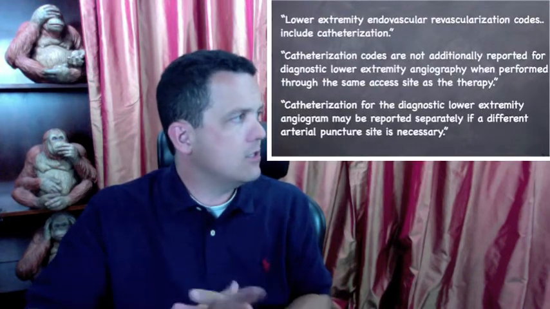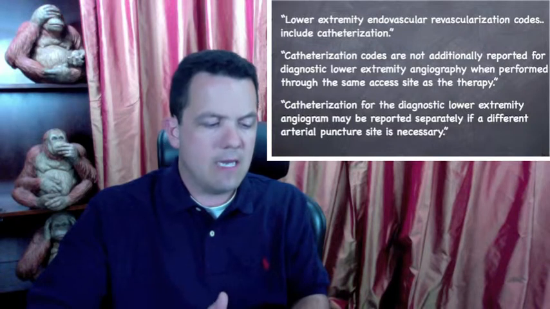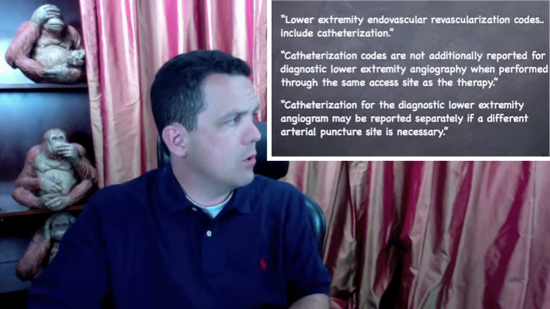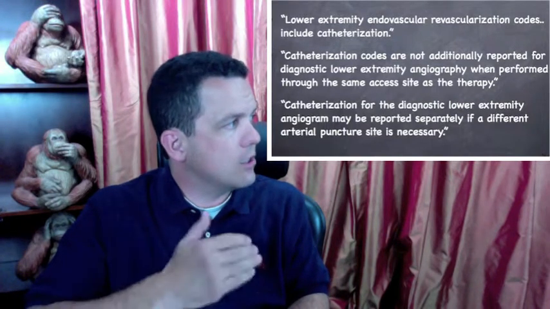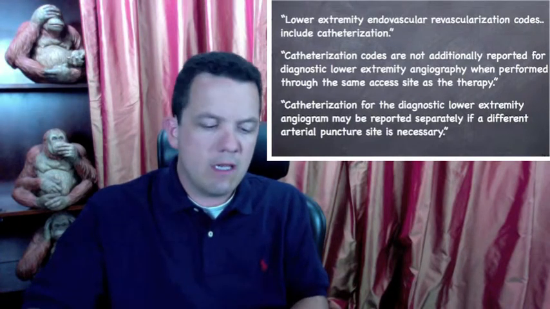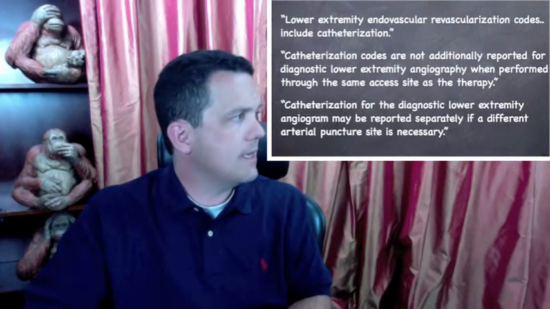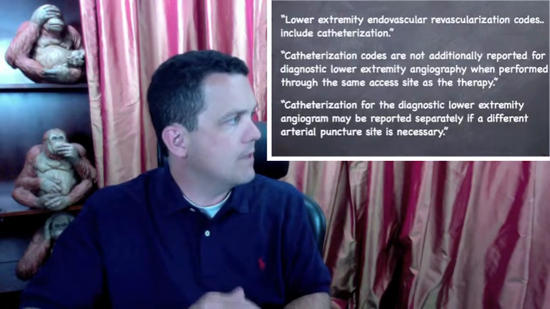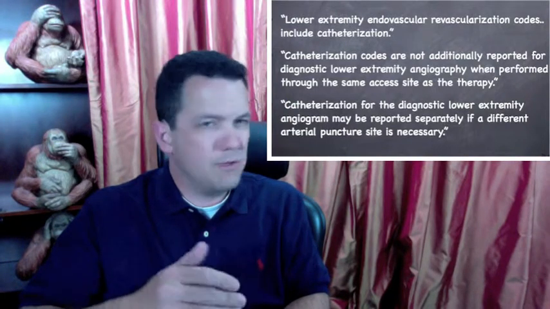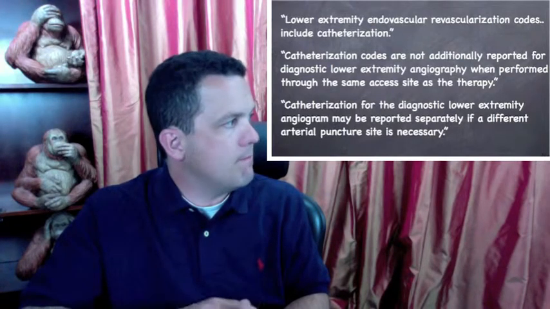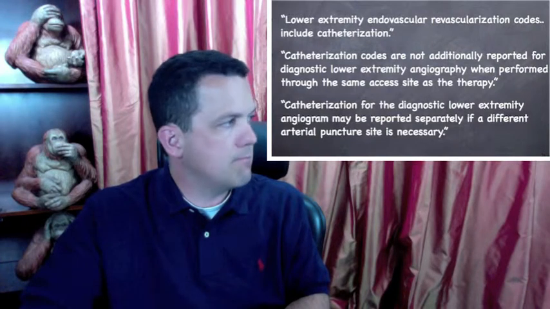When we see an intervention being performed in the report, we have to twist it around a little bit, because the introductions that came with the current set of interventional codes for lower extremity procedures basically tell us that lower extremity endovascular revascularization codes include catheterization. So we're not allowed to bill for catheter placement if we're doing a lower extremity intervention. They also tell us that the catheterization codes are not reported for diagnostic lower extremity angiography when performed through the same access site as therapy, and that catheterization for diagnostic lower extremity angiogram may be reported separately if a different arterial puncture site is necessary.